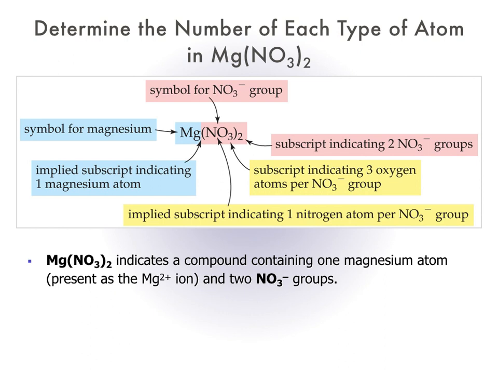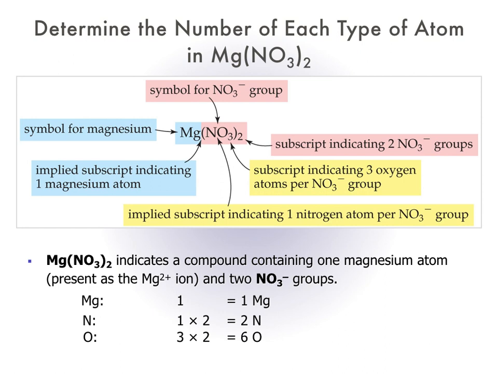So if we wanted to count up all the atoms to make sure that we have it right, this magnesium nitrate compound, Mg(NO3)2, indicates a compound containing 1 magnesium atom and 2 nitrate groups, or NO3 groups. So again, 1 magnesium. If we wanted to count out the nitrogens, there's 1 per group, and there are 2 groups, so 2 nitrogens total. And oxygens, there are 3 oxygens per group, and because there are 2 groups, that's 6 oxygens total.